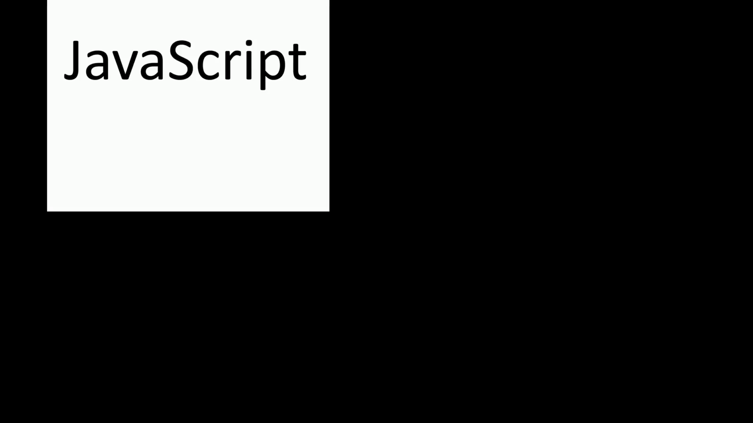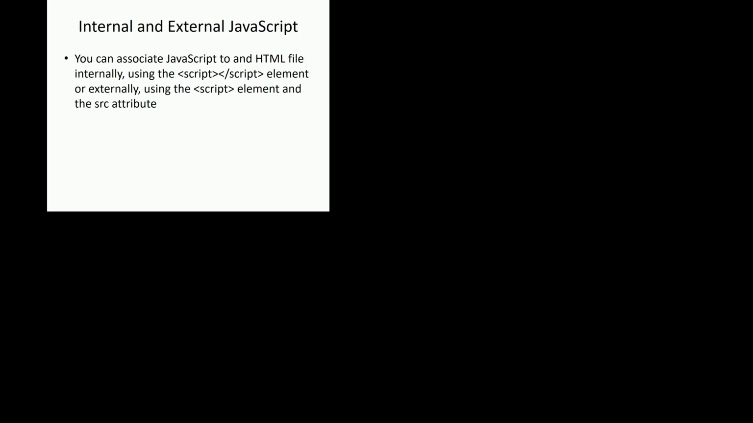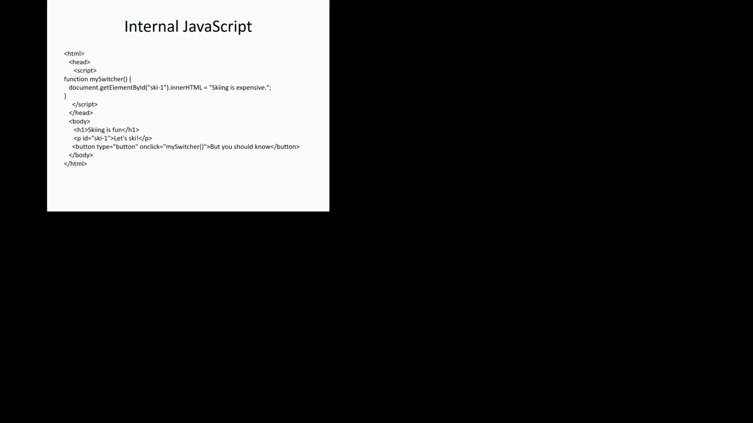JavaScript. JavaScript is another element on our website, very important on websites. JavaScript is a European Computer Manufacturer Association open standard for programming web pages. It can be internal or external using the script element with the SRC attribute for external. So if it's internal, we have the script element that actually has the function, the JavaScript function, embedded in the file. The file then references the function in the ID that says ski-1. So ski-1 is associated with this button, My Switcher, and what that does then is it displays this text, but then it gives you this button, and when you press the button, the text changes based on the JavaScript instruction.